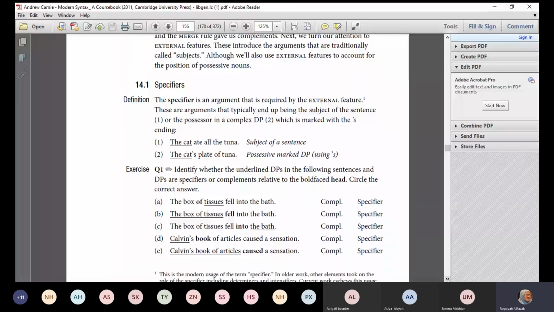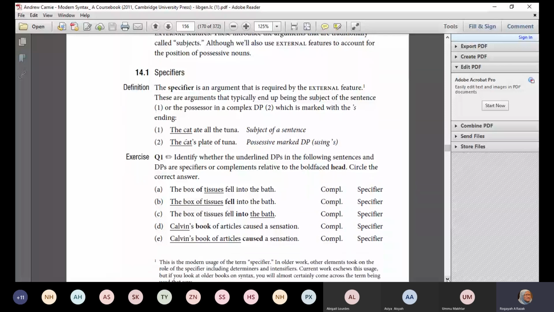Identify whether the underlined DPs in the following sentences are specifiers or complements relative to the boldface. Circle the correct answer. So, the box of tissues fell into the bath. Is tissues a complement or specifier? This is a complement, complement to of.